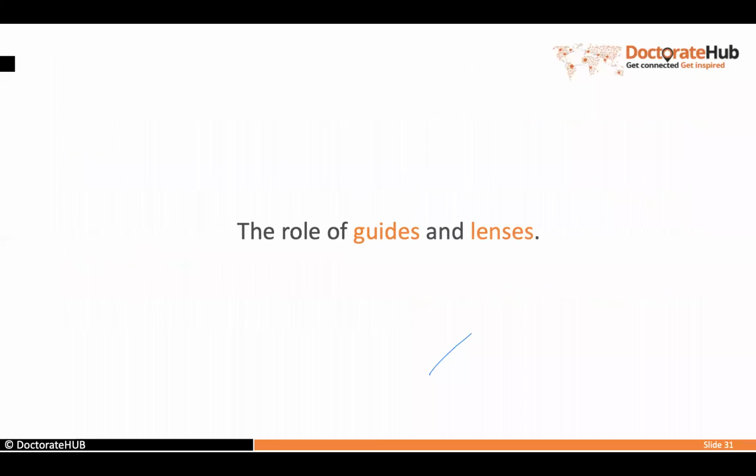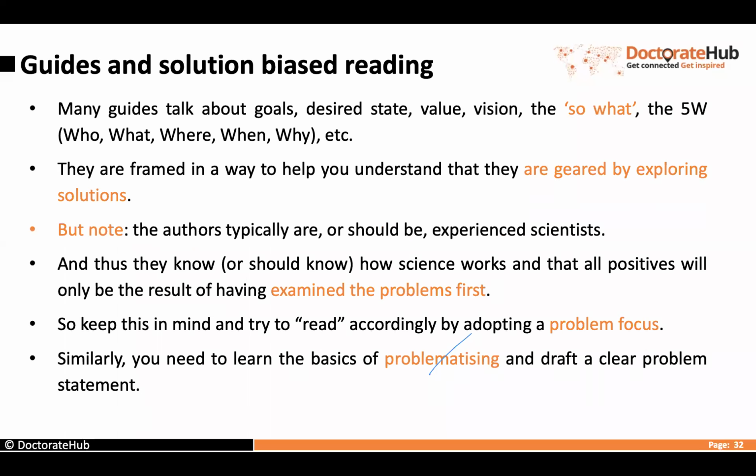Now, in the final part, the role of guides and the lenses that one adopts. Guides are a tricky thing because as much as the tools and information might come with a solution bias, the guides come with a very different issue at hand, so to say. They are written by people that are usually knowledgeable about research. It is clear to them that whatever they write will start from a research problem, which first of all needs to be studied and understood.